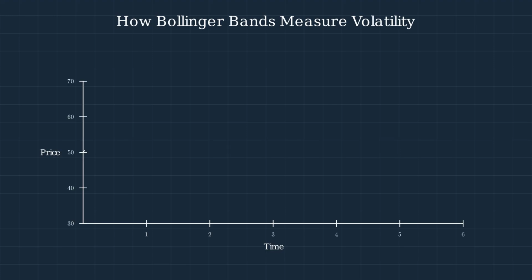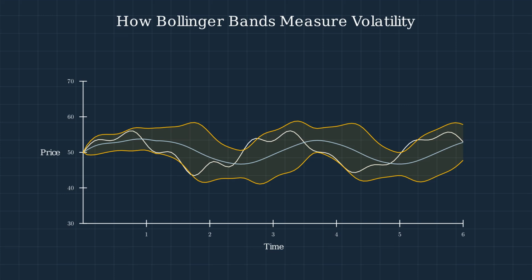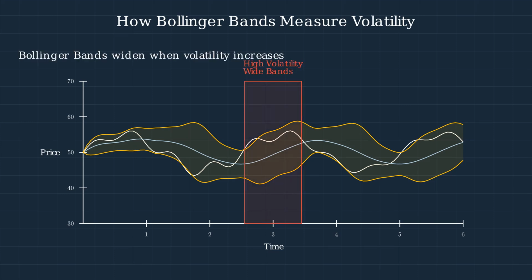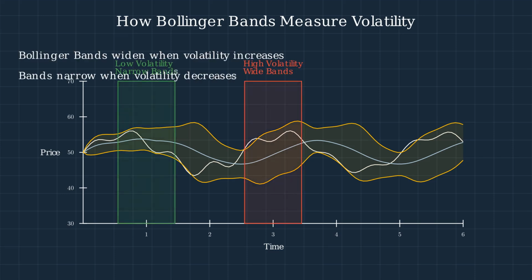Bollinger Bands excel at measuring market volatility. The bands work by expanding and contracting in response to changes in market volatility. When volatility increases, the bands widen or expand. Conversely, when volatility decreases, the bands narrow or contract.